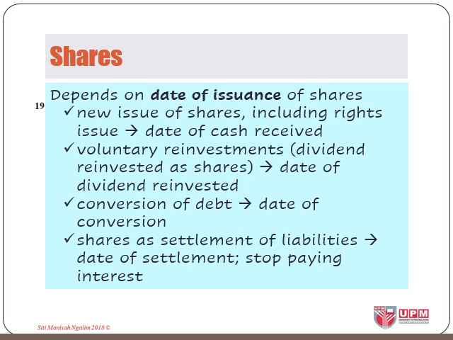For voluntary reinvestment, in terms of dividends reinvested as shares, we need to be aware of the date of the reinvestment. For conversions of debt, where at times we offer convertible bonds giving the holder an option to convert to ordinary shares before maturity, we need to be aware of the date of the conversion. And for shares as settlements of liabilities, we need to be aware of the date of the settlement, or when we stop paying interest for the debt, which in a way indicates that we no longer have the obligation, thus no liability.